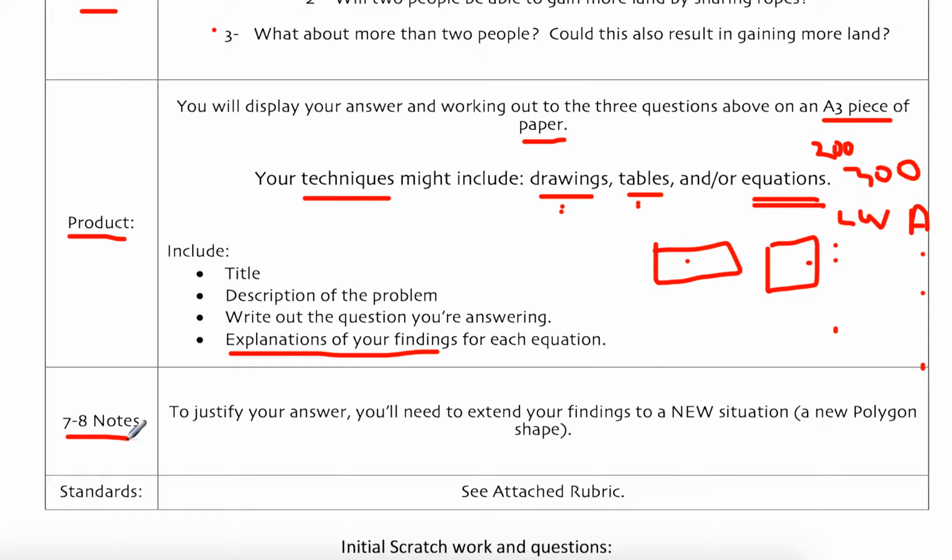Okay, for the 7 or 8 level, you need to extend your findings to a new shape. So this is where things get difficult. This is where you really push it to the next level. Whatever your pattern was in question 1, can you take that to triangles? Can you take that to hexagons? Try a new shape and see if that same pattern emerges. I have made a video to explain my justification for 7-8 level, so if you're interested in that, please do watch that video as well.